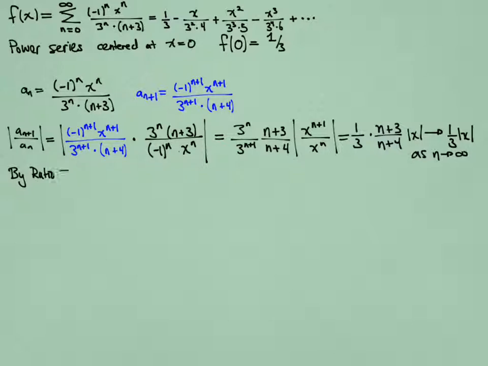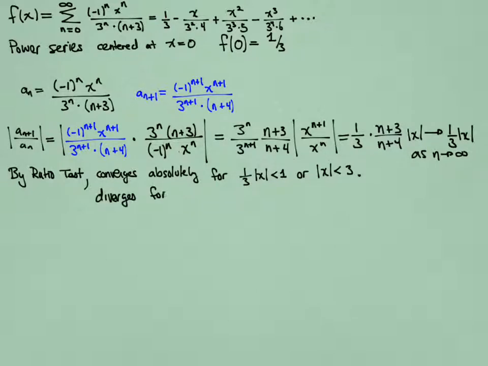The ratio test now tells me that this will converge absolutely provided the limit that I got is less than 1. So in other words, when 1/3 times the absolute value of x is less than 1. Another way of saying that, by multiplying both sides by 3, is that the absolute value of x should be less than 3.